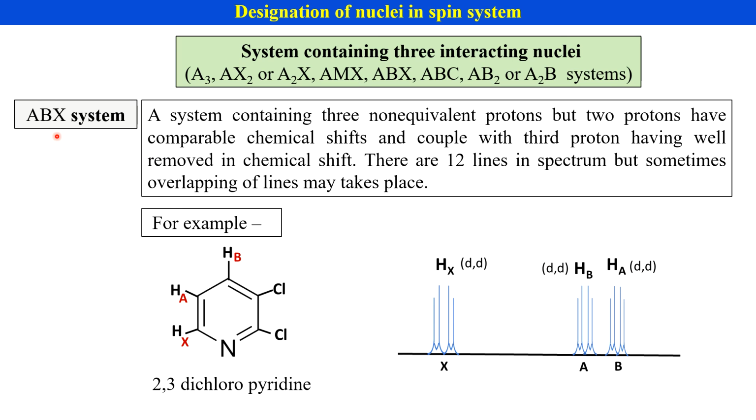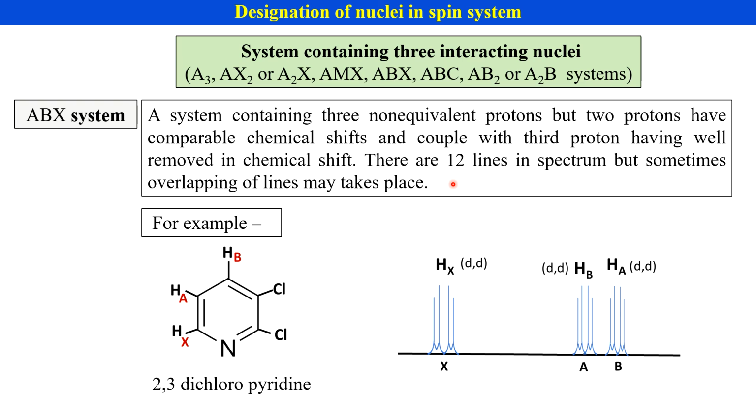Then the next system is the ABX system, a system containing three non-equivalent protons, but two protons have comparable chemical shift values. That is, AB: these two protons have comparable chemical shift values and are coupled with a third proton that is well removed in chemical shift. That is coupled with proton X, which has a different chemical shift value. In this case also, a total of 12 lines are seen in the spectra.